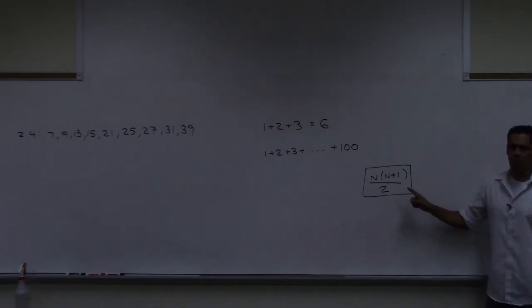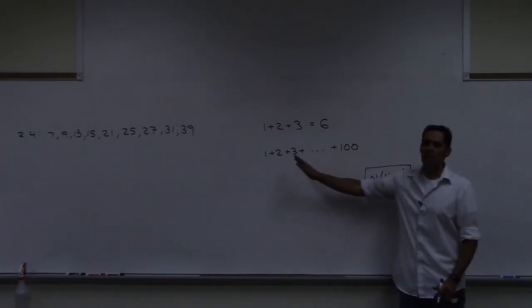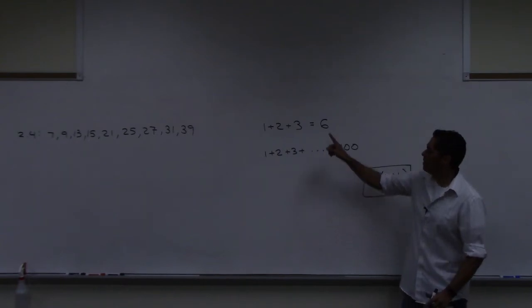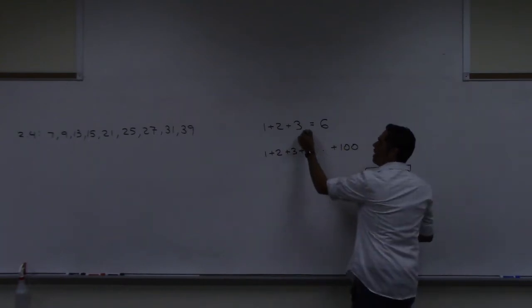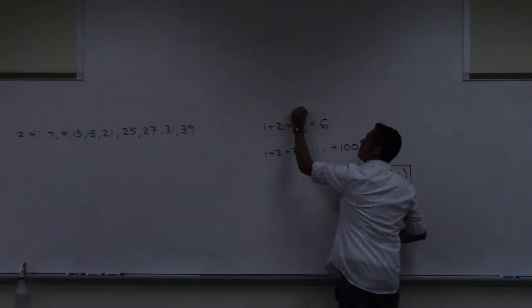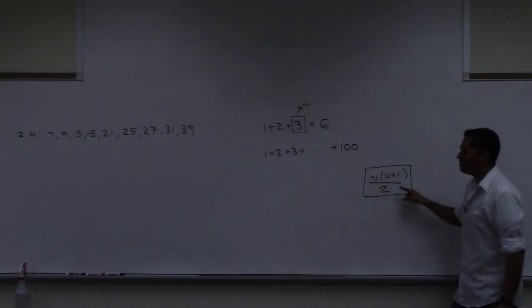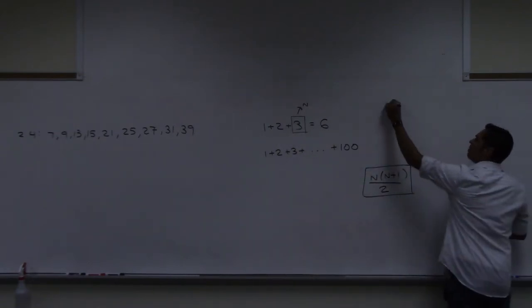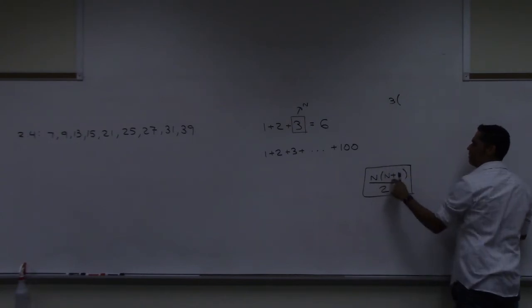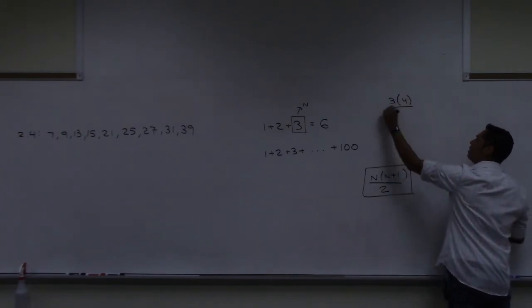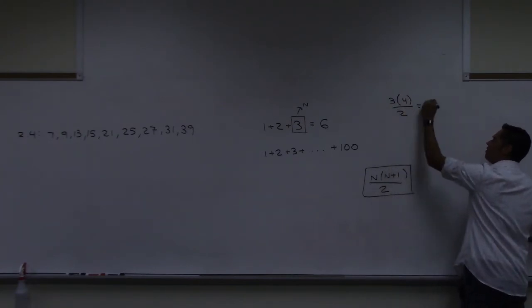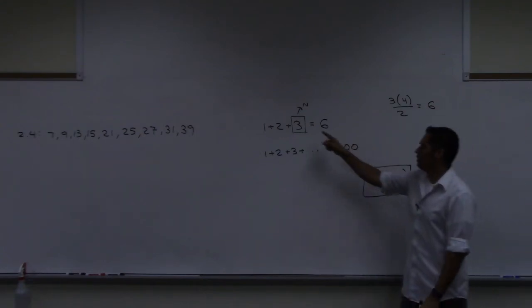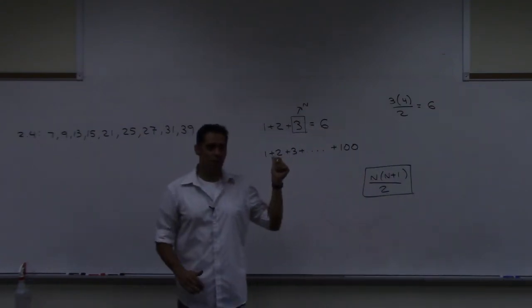This formula will count up the first n numbers. So for this problem right here, if we say n is 3, and I plug that into this formula, let's try it. 3 times what? 3 plus 1 is 4, over 2. That gives you 12 over 2. That is 6, right? So it works for 3. That doesn't mean it always works, but it works for 3.